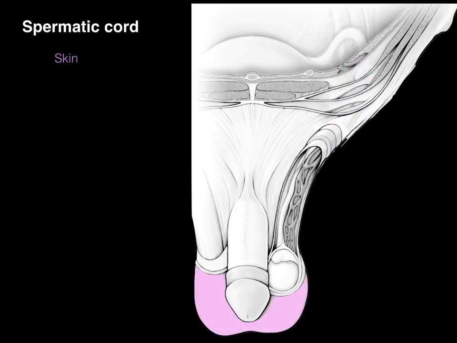So what are those layers? Well, first there's our skin, normal. Then within the sublayer of the skin is this dartos muscle and fascia. It's smooth muscle. It helps wrinkle the scrotal sac to allow for more heat to radiate out.